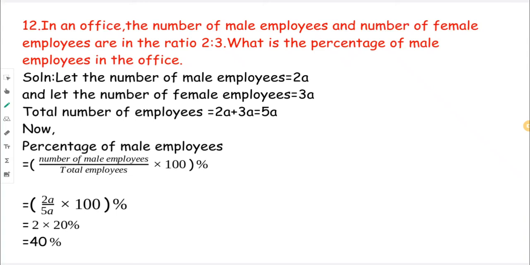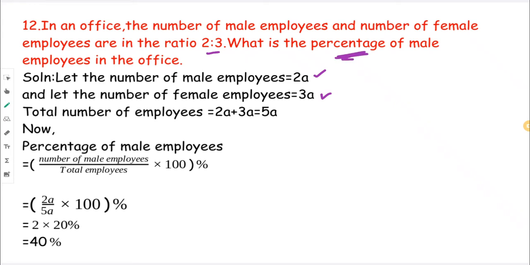12. In an office, the number of male employees and the number of female employees are in the ratio 2:3. Okay, remember they did not say there are 10 male employees and 30 female employees like that. Since we don't know, we'll take it to be 2A and 3A. All right, what is the question asking us? What is the percentage of male employees in the office?